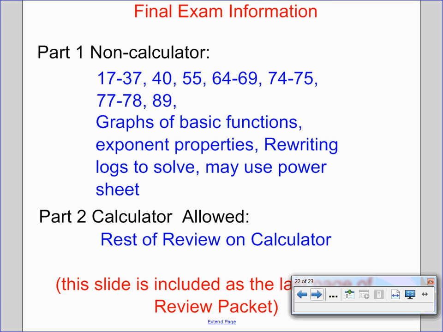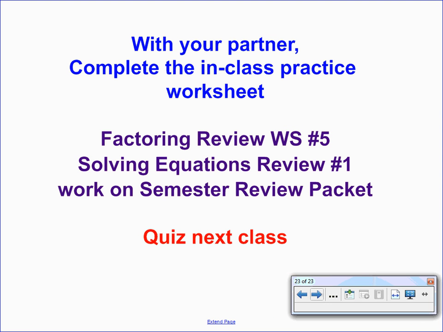Your final exam review packet, the last page has a copy of this so you know which ones are non-calculator versus which ones are calculator allowed. And you've got several assignments. You've got your factoring review worksheet number 5, your solving equations review number 1, and work on your semester review packet. I would encourage you to start with Unit 5 stuff because that'll help you review for your quiz at the same time. Does that make sense?